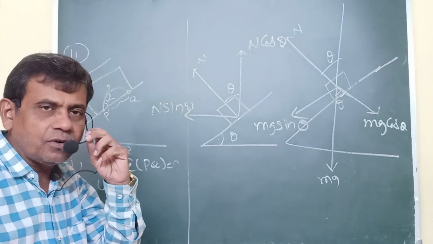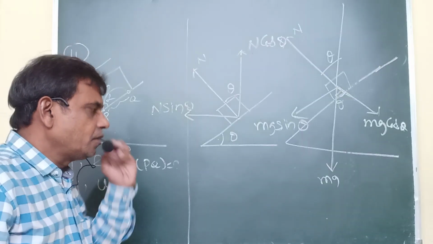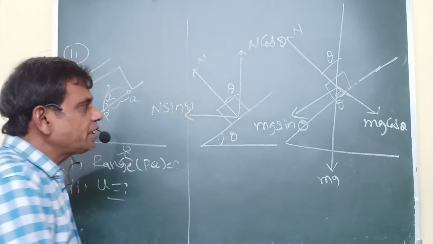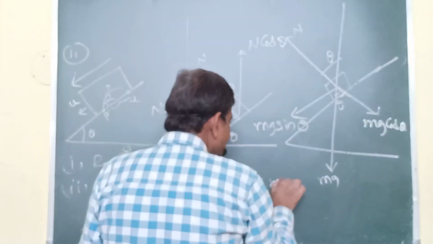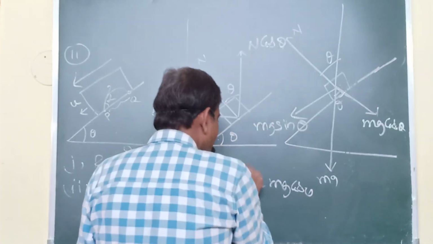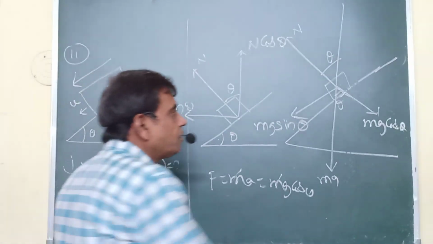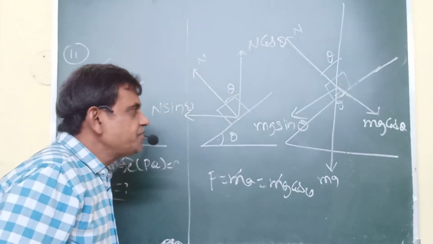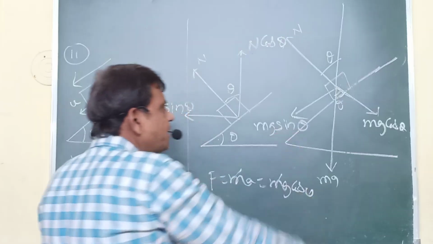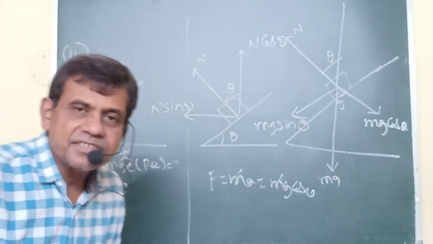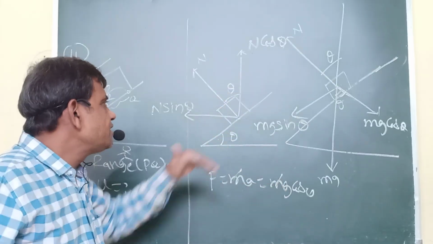Now, what is the formula for force according to Newton's second law? F equals ma. You compare that. F equals ma, that equals mg cos theta. So, what is the acceleration? g cos theta. So, downward, what is the acceleration? g cos theta. What about this acceleration? Like this, g sin theta. So, acceleration is divided into two components. One is g cos theta, another is g sin theta.